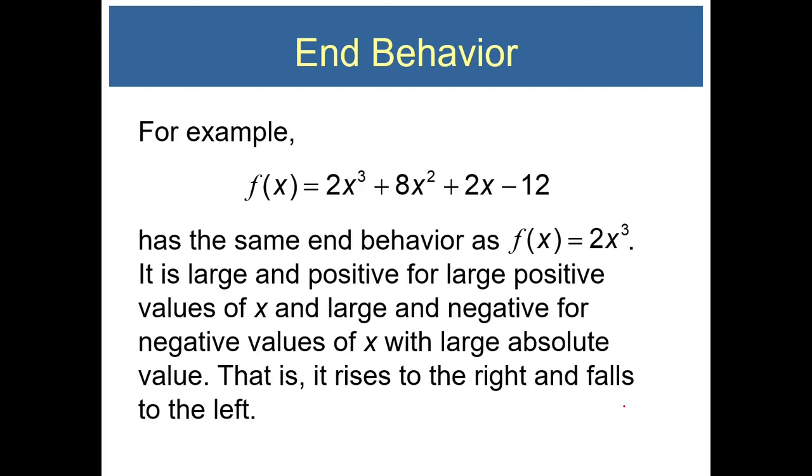For example, f of x equals 2x cubed plus 8x squared plus 2x minus 12 has the same end behavior as f of x equals 2x cubed. It is large and positive for large positive values of x, and large and negative for negative values of x with large absolute value. That is, it rises to the right and falls to the left. So since this is odd, we know that somewhere on the left it goes down, and I don't know what the middle looks like, but I do know at the right of it, it goes up.